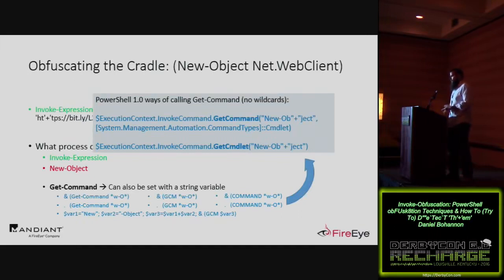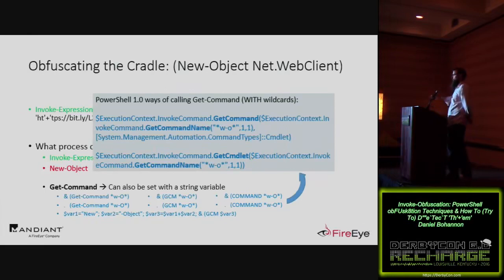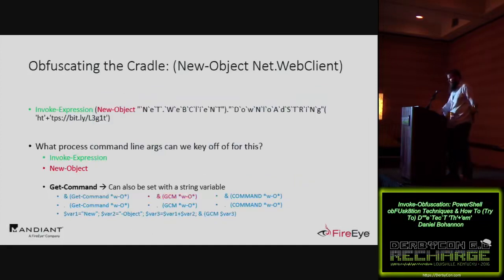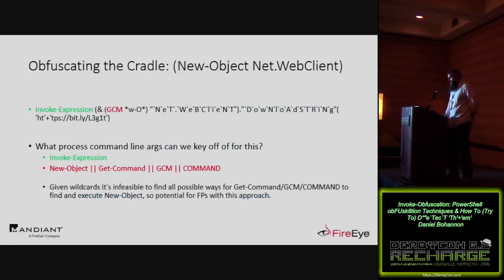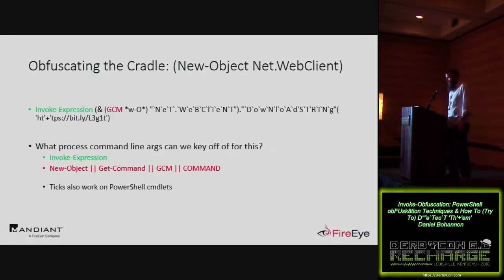ExecutionContext.InvokeCommand.GetCommand and GetCommandlet will let you do the same thing. If you want to use wildcards, you can do GetCommands, GetCommandlets, or you can do a combination of GetCommandName, or GetCommandlets, or GetCommandlet, GetCommandName. So just add those to the list. All right, let's just choose this one for the sake of simplicity. So now, you can do the same thing with Get-Alias, gal, or alias, although you're not dealing with a full command name, you're just dealing with the alias name. So something else to keep in mind.